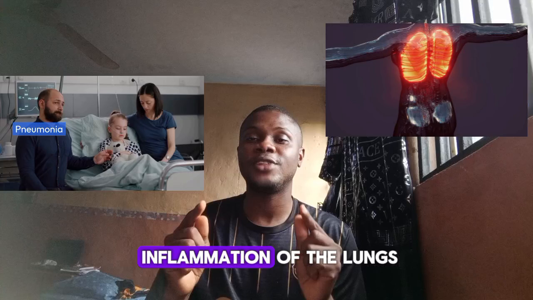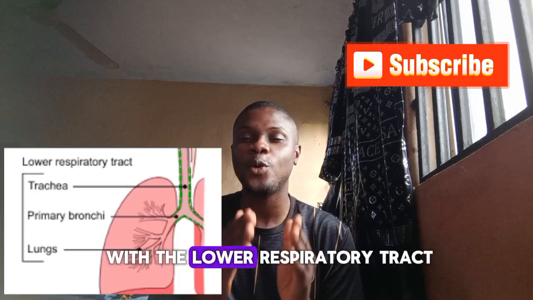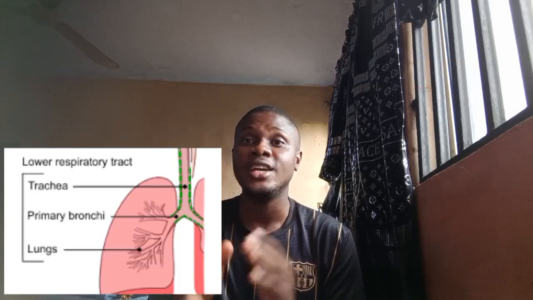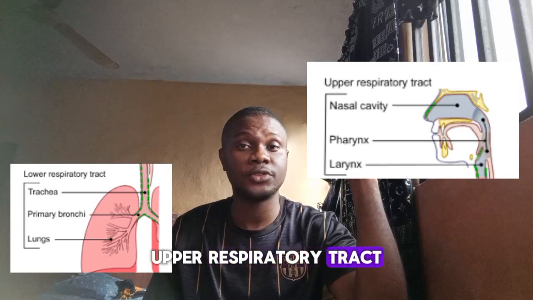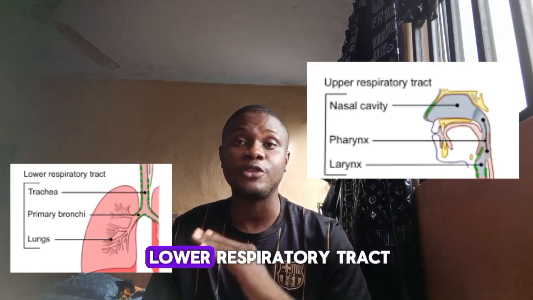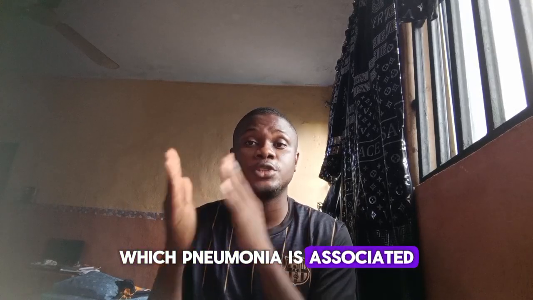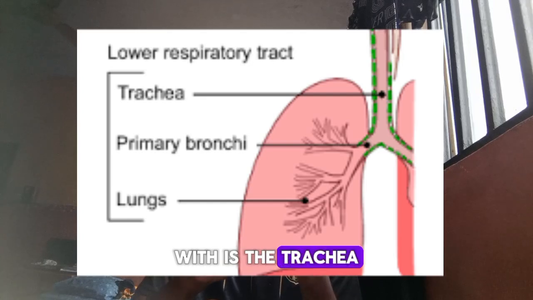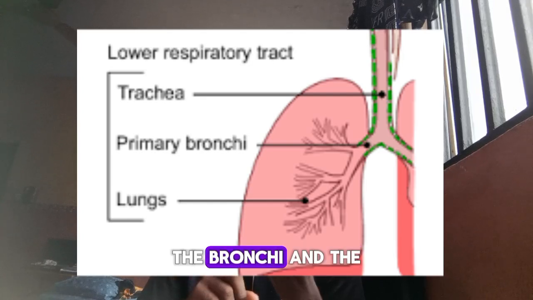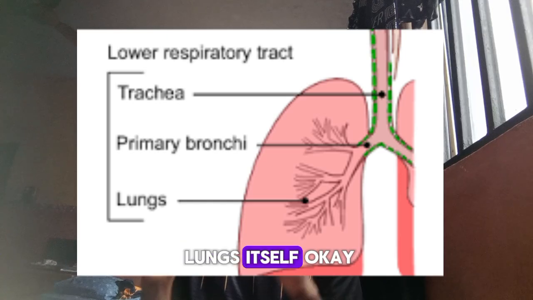Pneumonia is the inflammation of the lungs, and it is associated with the lower respiratory tract. Now we have the upper respiratory tract and we have the lower respiratory tract. The lower respiratory tract, which pneumonia is associated with, is the trachea, the bronchi, and the lungs itself.